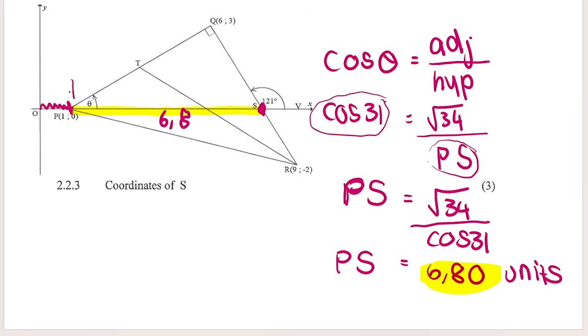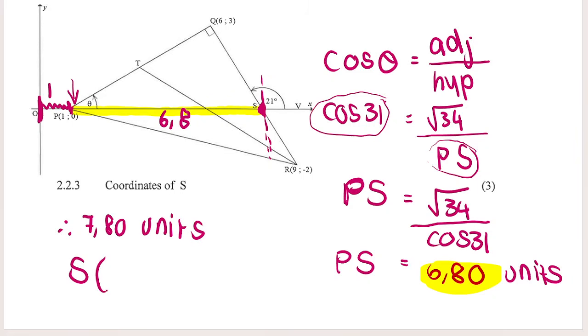Well, over here we have coordinate P, and coordinate P is (1, 0). That means that this little bit over here is 1 unit, this little squiggle bit over here, and the yellow is 6,8. So therefore, from our y-axis over here to our S, our coordinate over here, we have 1 plus 6,8, therefore 7,8 units is my x part of my S coordinate.